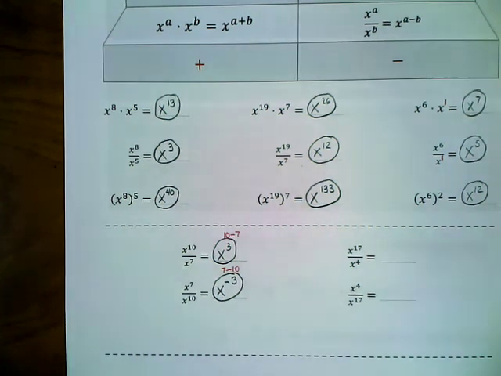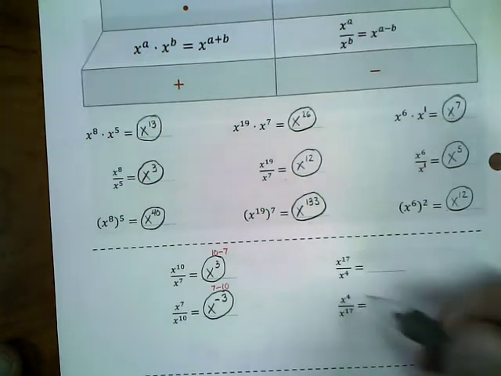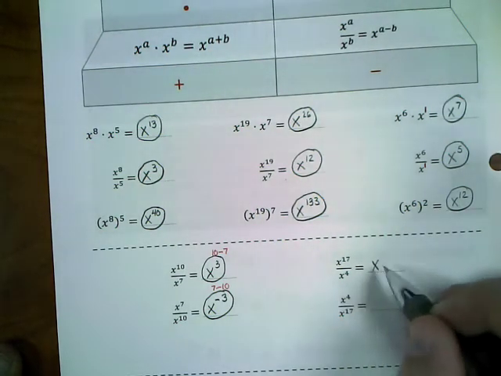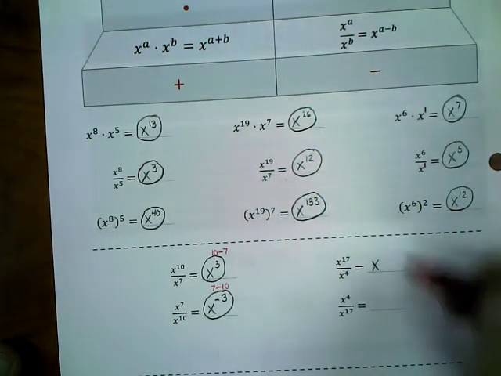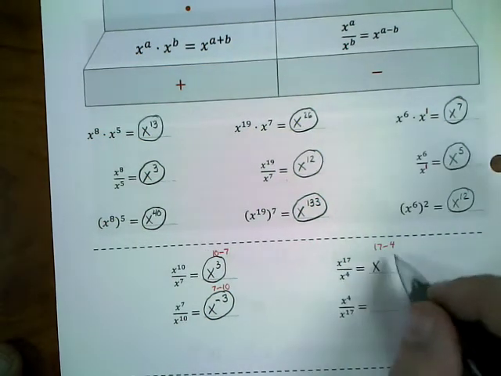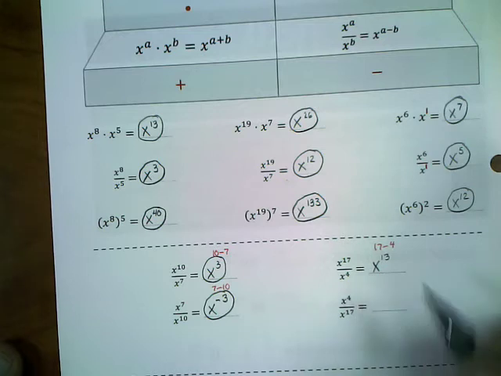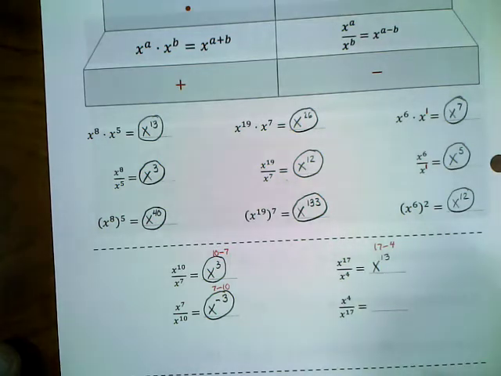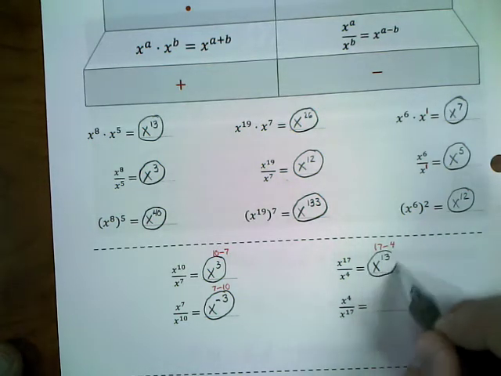Moving over here. So x to the 17th over x to the 4th will be x to the 17 minus 4. I'll go ahead and write that in red. 17 minus 4. Well, 17 minus 4 is 13.